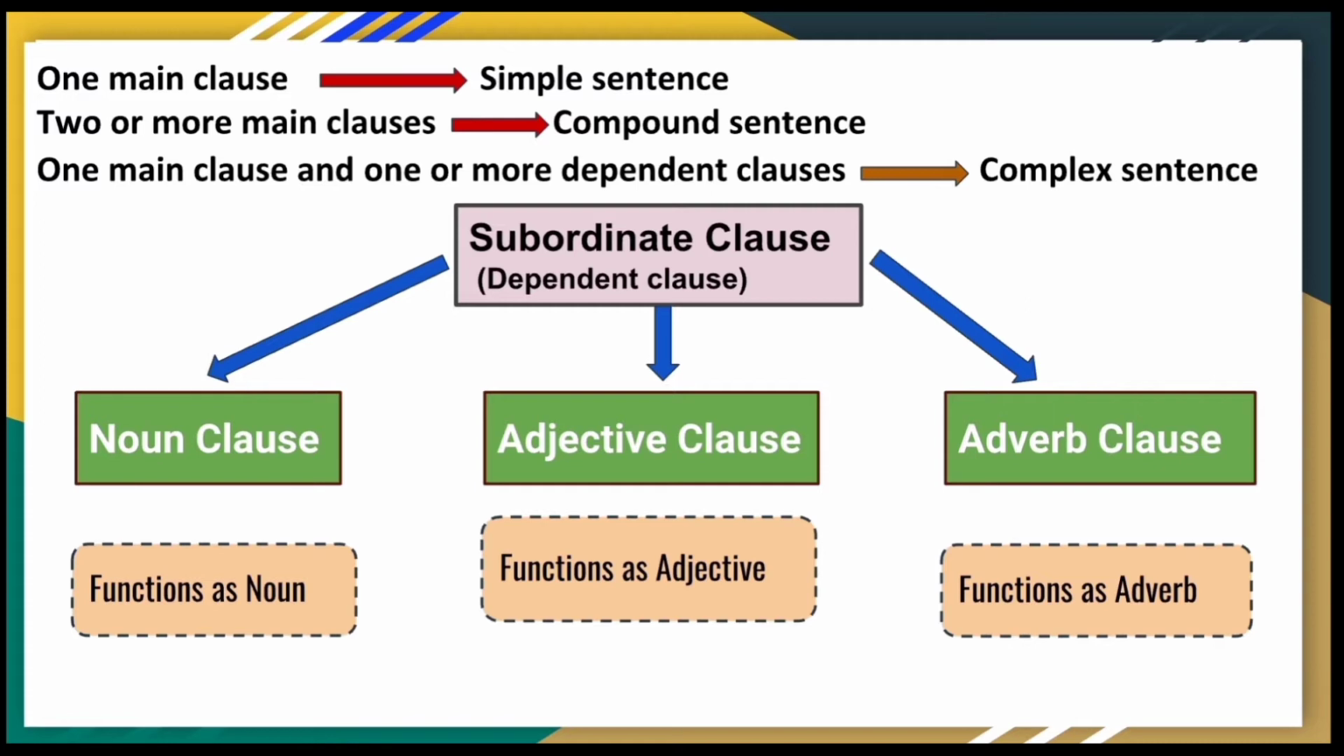Subordinate clause has three types: noun clause, adjective clause and adverb clause. Means we are doing clauses with our subordinate clause. If your subordinate clause is functioning as the noun in your complex sentence, it's your noun clause. If your subordinate clause is functioning as the adjective, it's your adjective clause. And if your subordinate clause is functioning as the adverb, then it's your adverb clause.